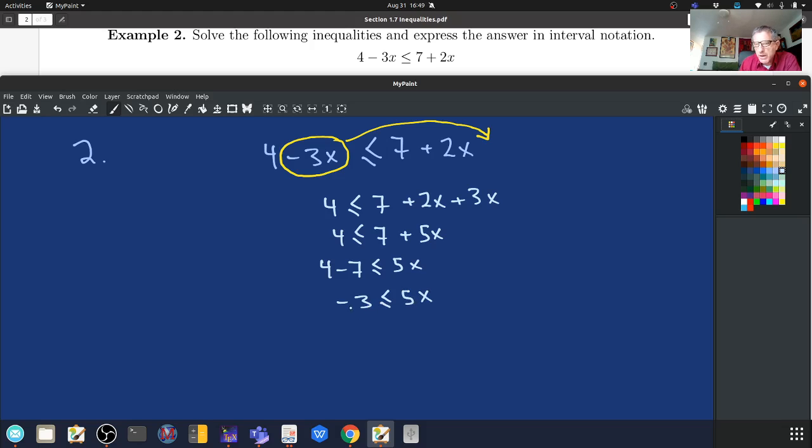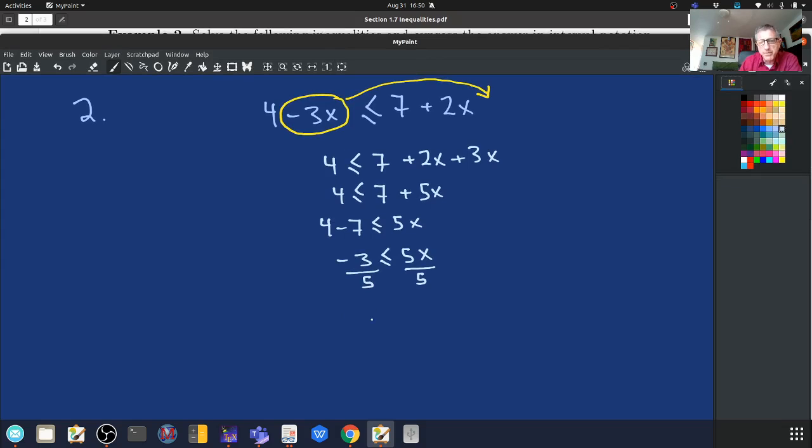Notice that you don't have to worry about the minus being attached to the 3. You only have to worry about it when the coefficient to your x term is negative. But in this case, it isn't negative. So we can divide by 5 or multiply by 1/5. They're the same thing. And we get the answer. Minus 3/5 is less than or equal to x.